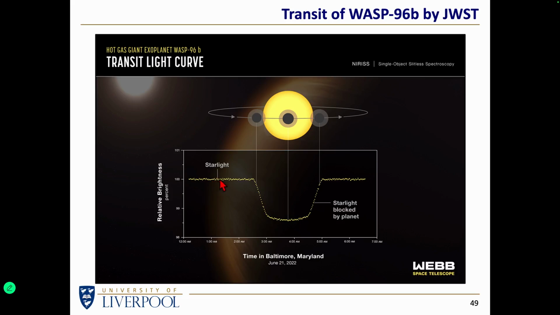And so we measure the background, and then we see the dip, and then the planet finishes its transit and it goes back to where it was. And from data like that, we can deduce the size of the planet that's moved in front of the star. And depending on how often that happens, we can work out what the period of the planet is.